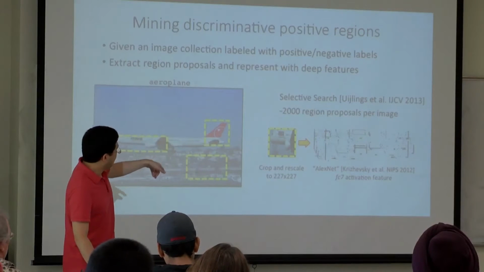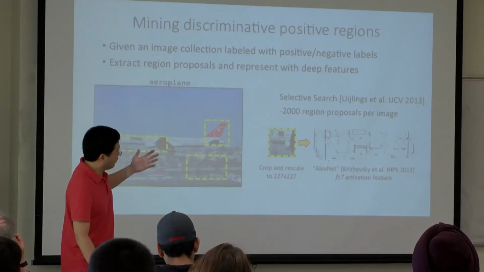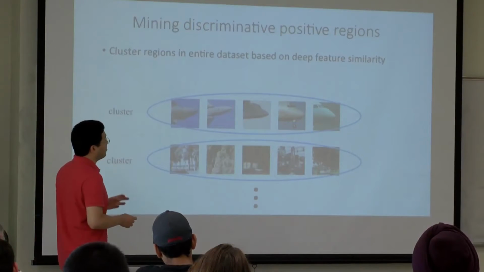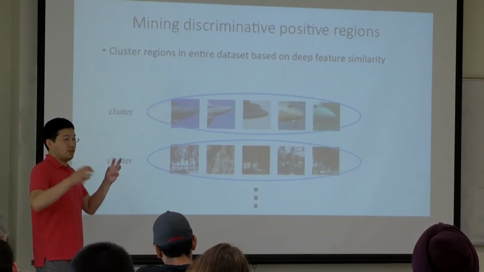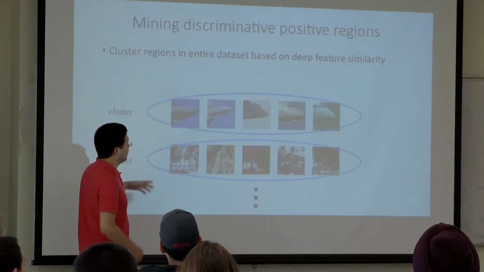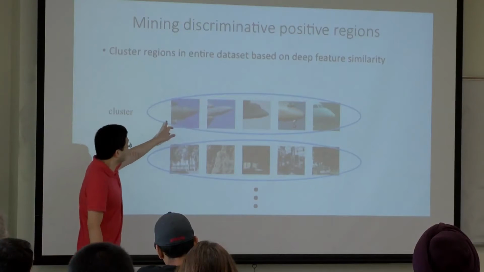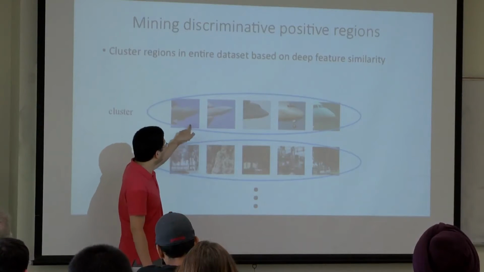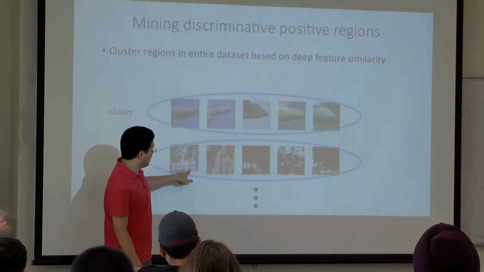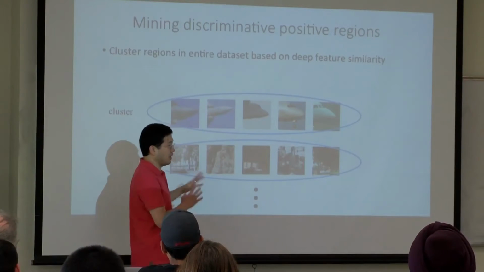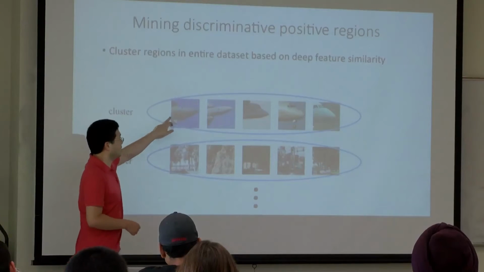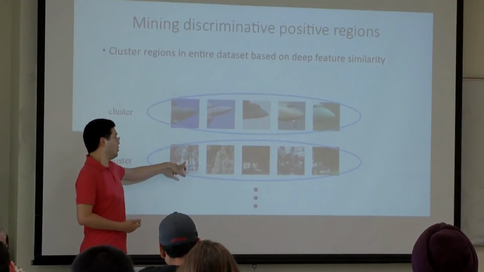Now, given each of these regions described with a deep feature, we're going to generate clusters. This just means that we group the regions across the images that are similar to one another. Here I'm showing you a couple of examples of what these clusters may look like. In this cluster, which has 5 regions, they all look like they're part of an airplane, whereas here they look like trees and just background noise. If we're interested in training an airplane detector, this is the type of cluster that we like, and these are the ones that we don't like.